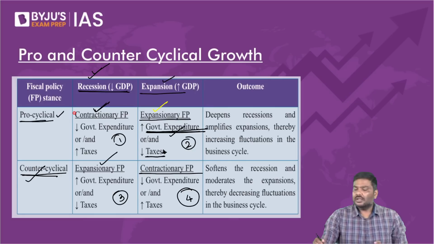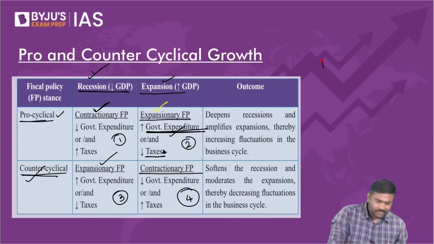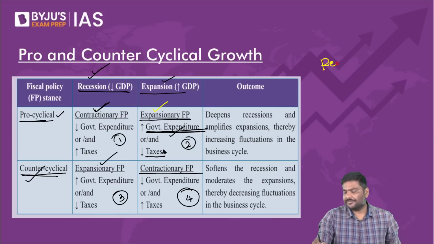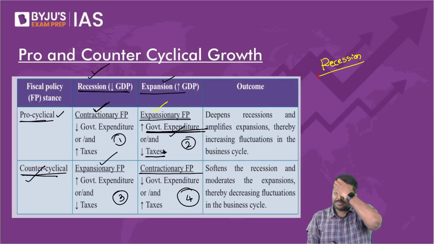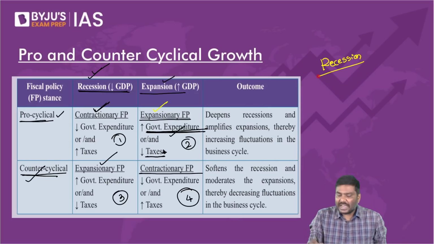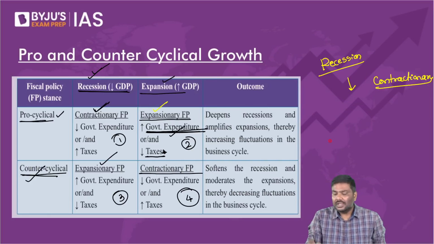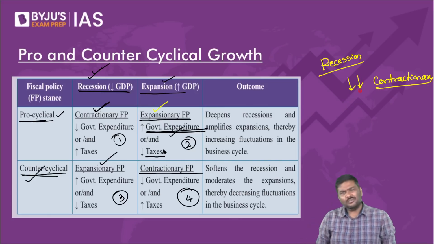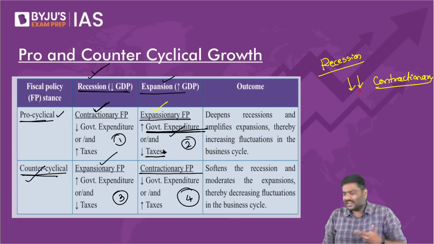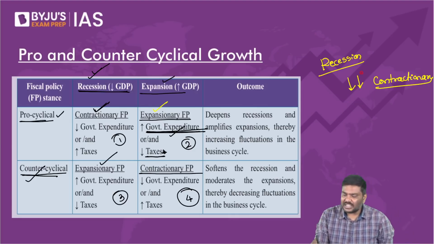I'm saying in recession, the private sector investment is already lesser. During recession, what is the private sector investment? It is already lesser. And if the government follows contractionary fiscal policy, what will happen to investment by the government? It will also become lesser. That is, expenditure will decrease. And the expenditure is already lower in the economy.